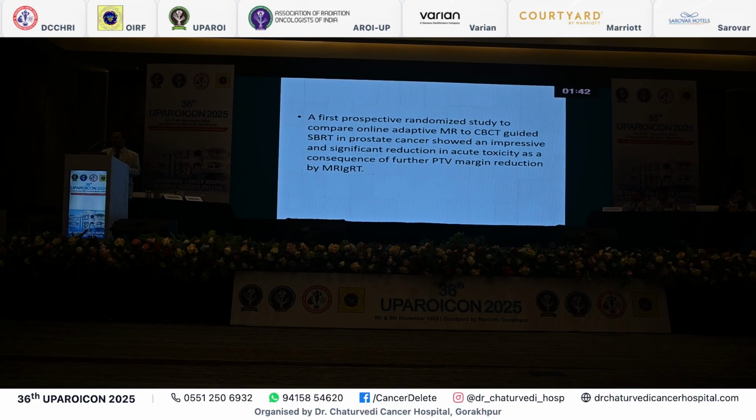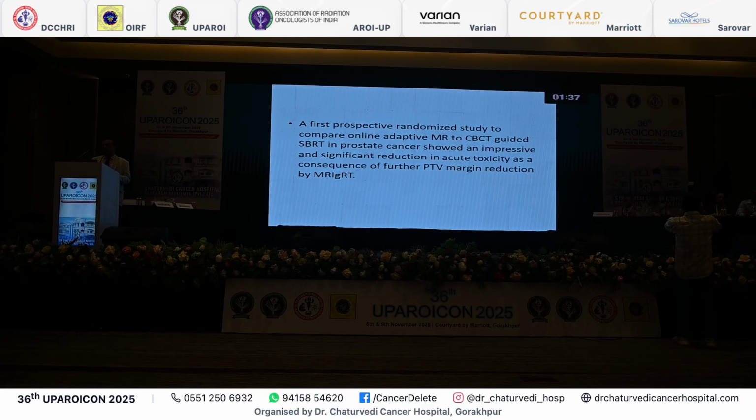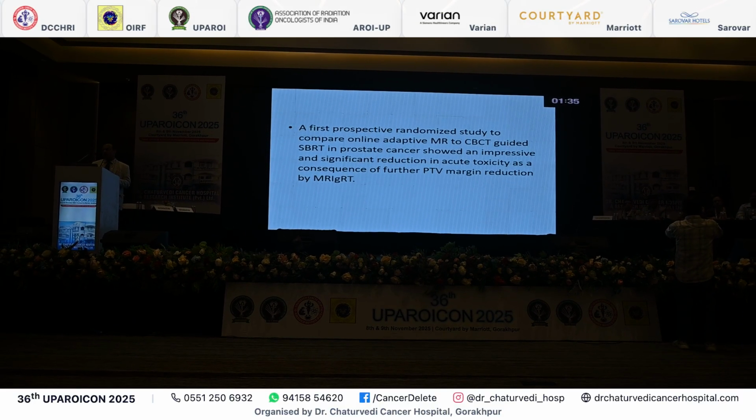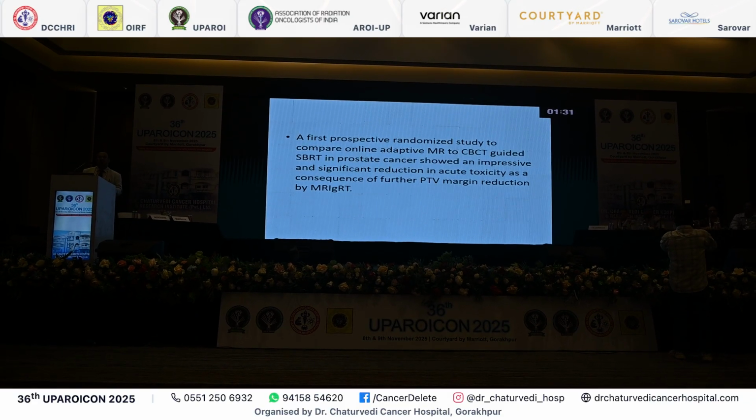So there was the first prospective randomized study to compare online adaptive MR to CBCT-guided SBRT in prostate cancer, which has shown an impressive and significant reduction in acute toxicity. Still the tumor control is equivalent.